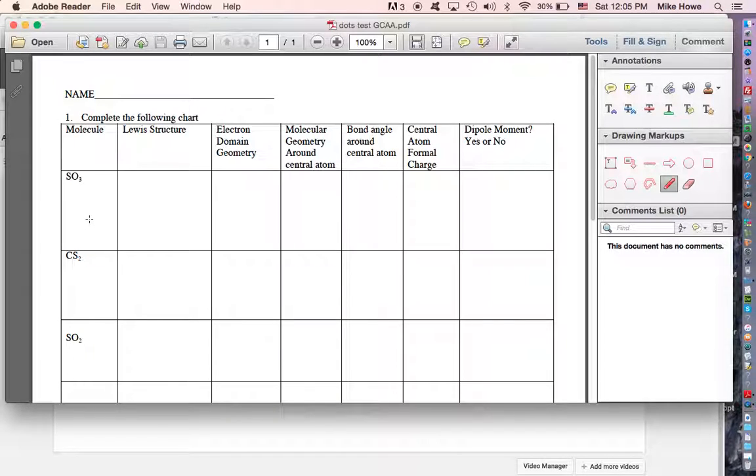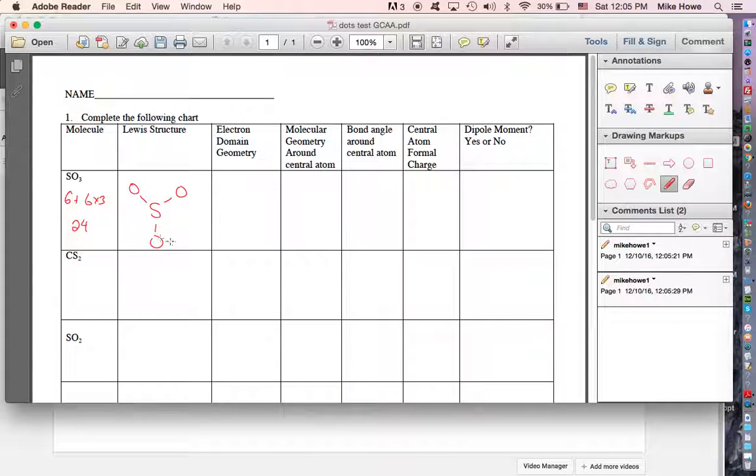So if we look at the SO3 here, you'd have 6 plus 6 times 3 to give us a total of 24 valence electrons. Sulfur in the middle, you'd set up your skeleton structure like this. Of the 24 valence electrons, now you have 6 in the picture because each of these lines counts as 2 electrons. That leaves us 18 electrons to put in as individual dots. So 24 minus 6 is 18 electrons as individual dots.